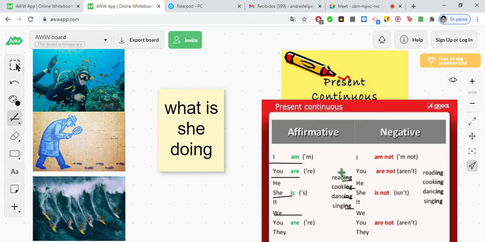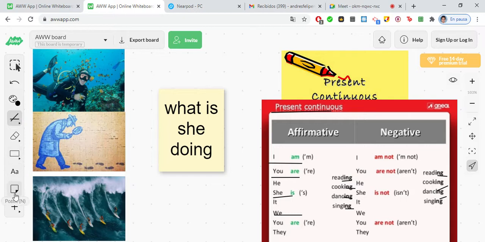Look at the next examples: reading, cooking, dancing, singing. All these verbs, you know that the basic form is read, cook, dance, and sing. But in the present continuous I need to add the ing.